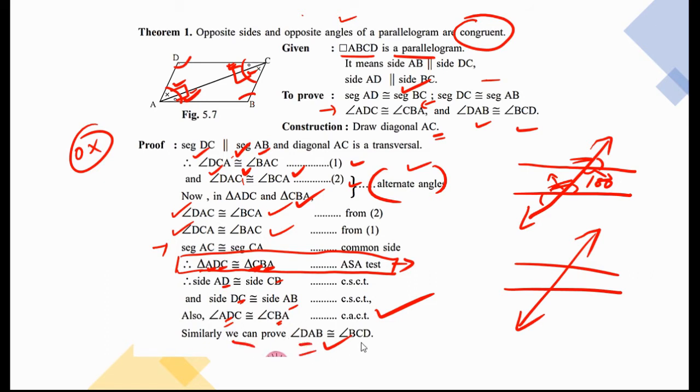Similarly, we can prove DAB is congruent to BCD. We will prove it by adding those two angles, okay? Or otherwise we can say by congruent parts of congruent triangles. Both ways we can show it. So what actually happened here? We are asked to prove that opposite angles and opposite sides of a parallelogram are congruent.